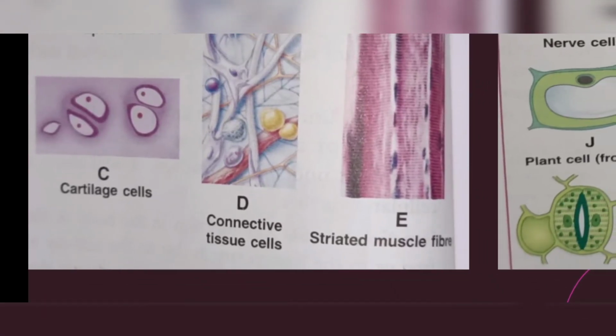Let me explain cartilage cells. Cartilage cells are contractile, in the sense that they are flexible and elastic.